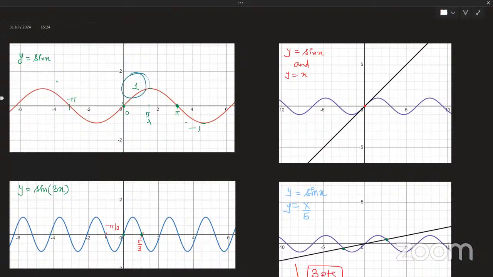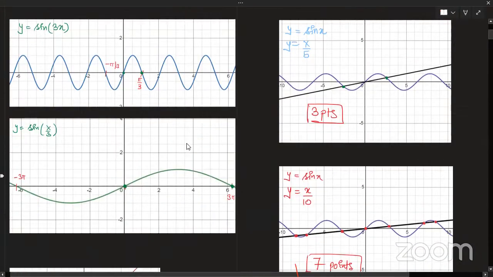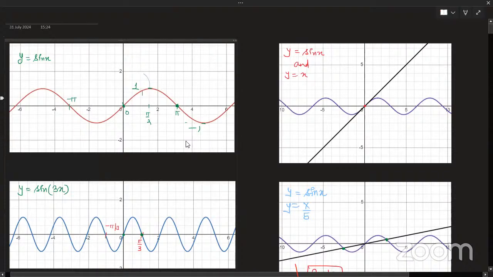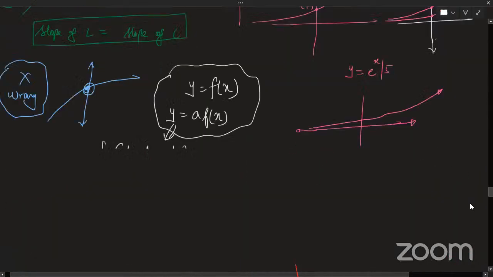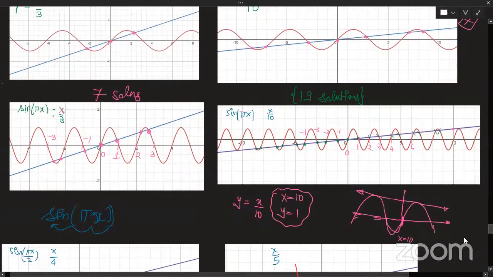0, 1, sir, 1. And what is the minimum value? -1, sir. Yes, correct.